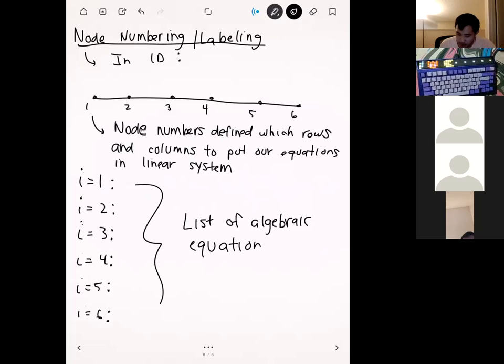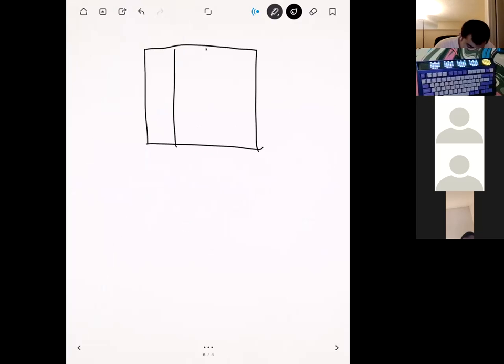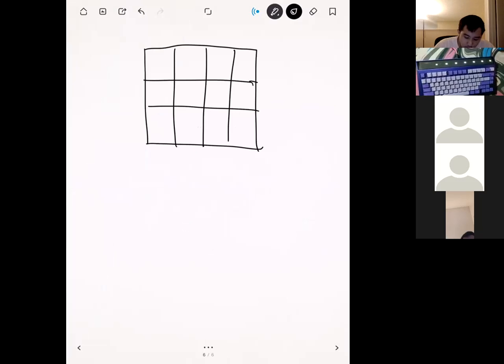Let's jump into that. Let me draw our waffle again. Let's say that we have a grid that looks like this, and then we have all the grid points as well. What we need to do is assign a unique ID number to each of these nodes.